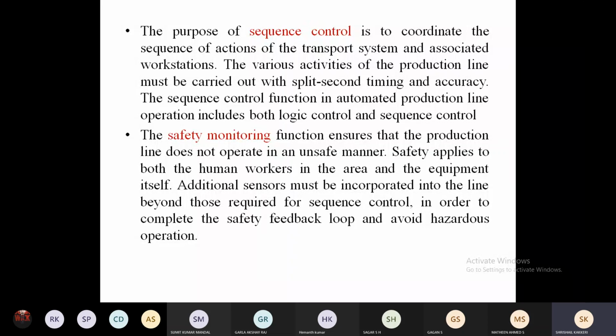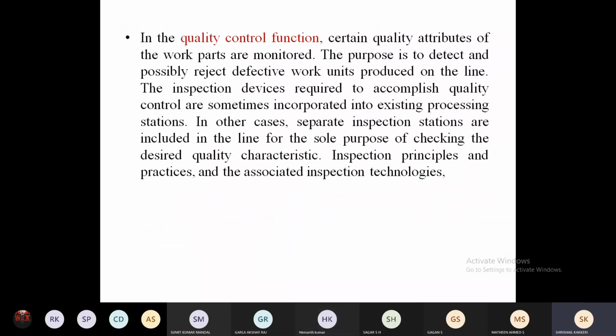The next one is the quality control function.